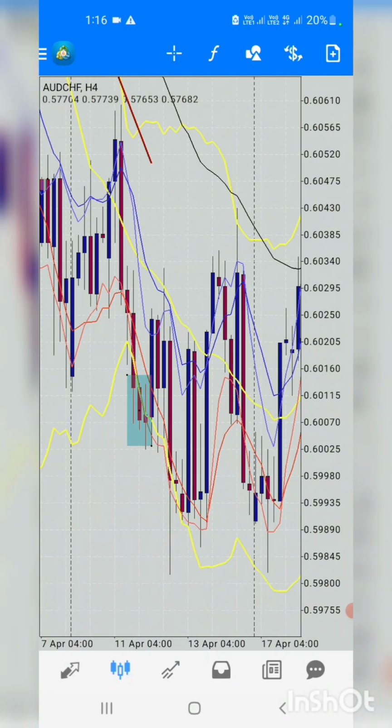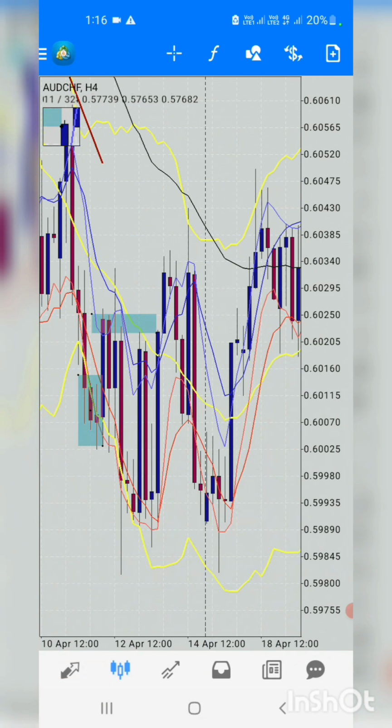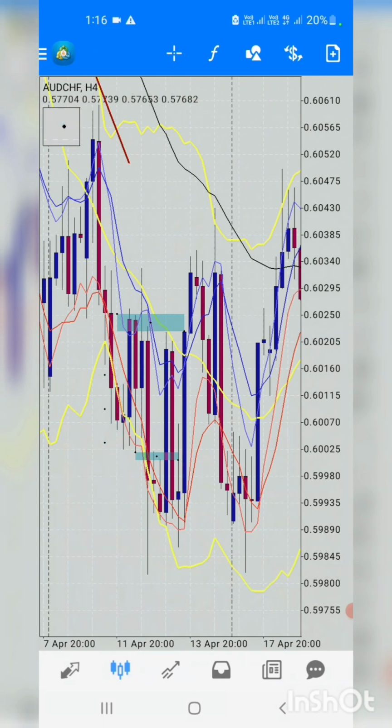Here we have another setup. So I think you will understand. This is very easy. All you need to do is practice yourself in a demo account. If you have any problem, please comment below.